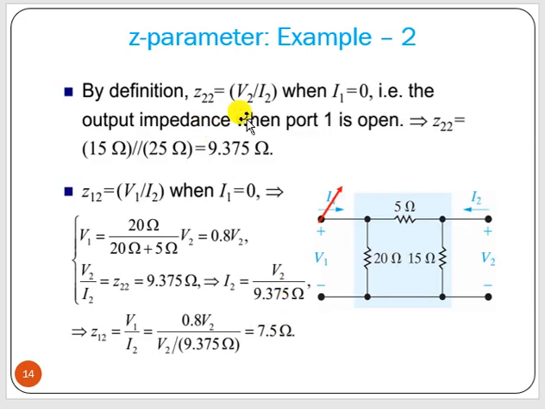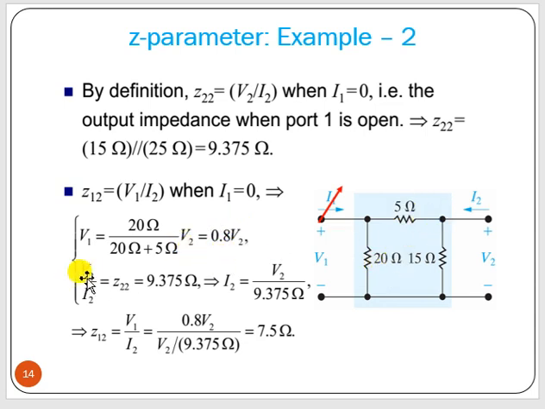Now Z22 is V2 by I2 when I1 is 0. When I1 is 0, that means I2 current flows through the 5 and 20 ohm resistances in series, and then that is in parallel with 15. So the output impedance will be 20 plus 5, that is 25, parallel with 15. We get the value. Now Z12 is V1 by I2. When I1 equal to 0, what will be V1 here? That will be V2 divided across these two resistances, so that is 20 divided by 25 into V2. So you get that particular value.